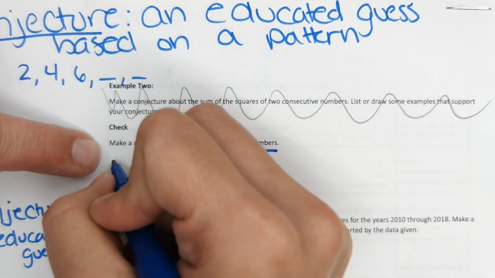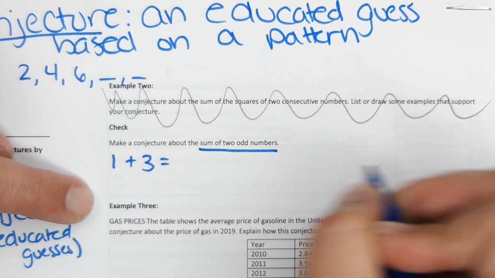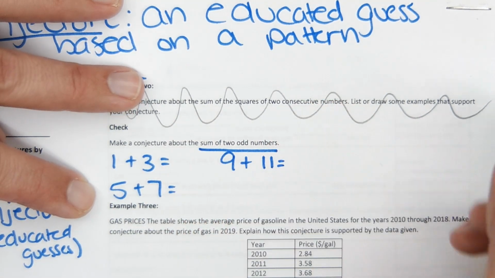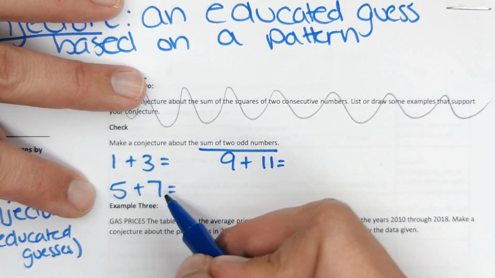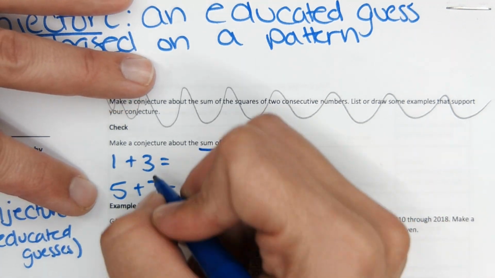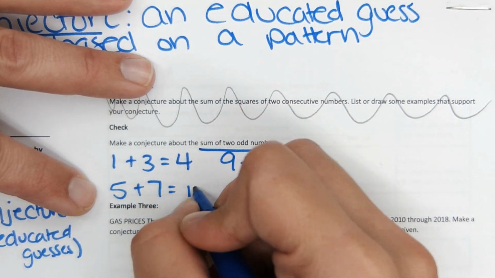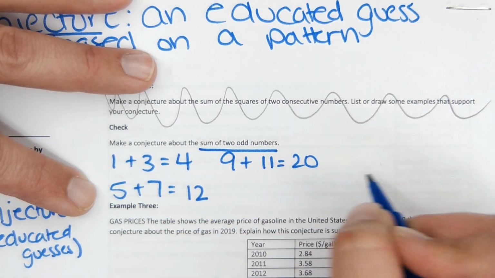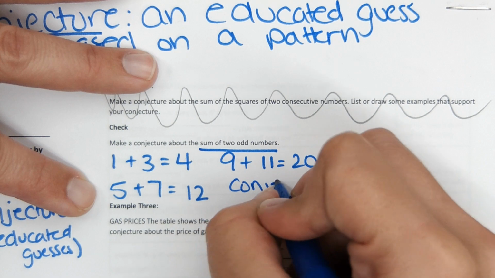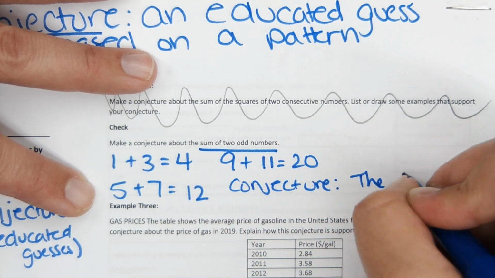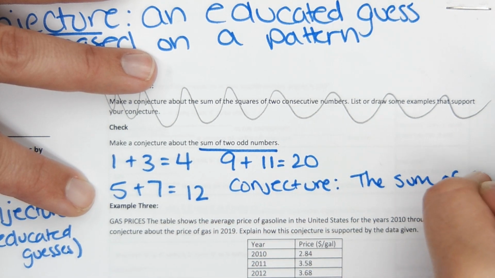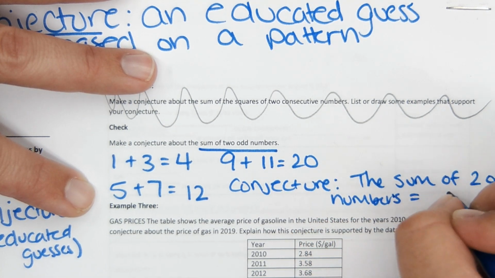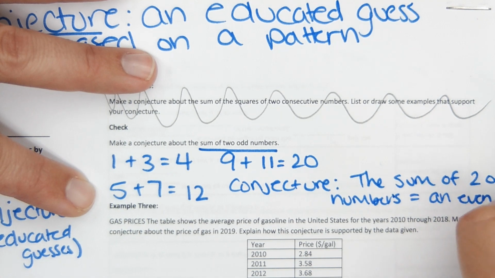So I'll just try out some examples, like 1 plus 3, the sum of two odd numbers, or 5 plus 7, or 9 plus 11. And I'm making some examples of adding two odd numbers to see what happens. So I get 4, and I get 12, and I get 20. Okay, it looks like the sum of two odd numbers always equals an even number. So my conjecture, the sum of two odd numbers equals an even number.